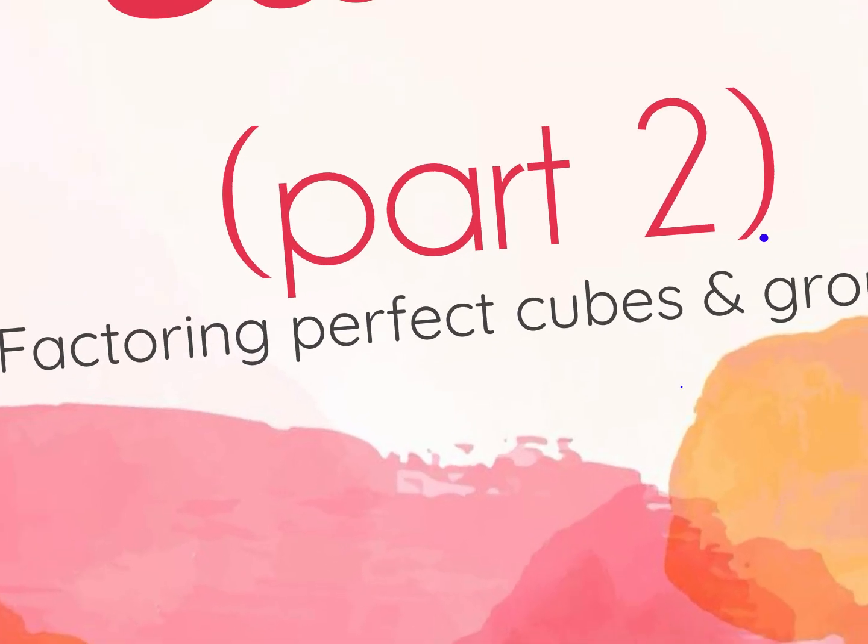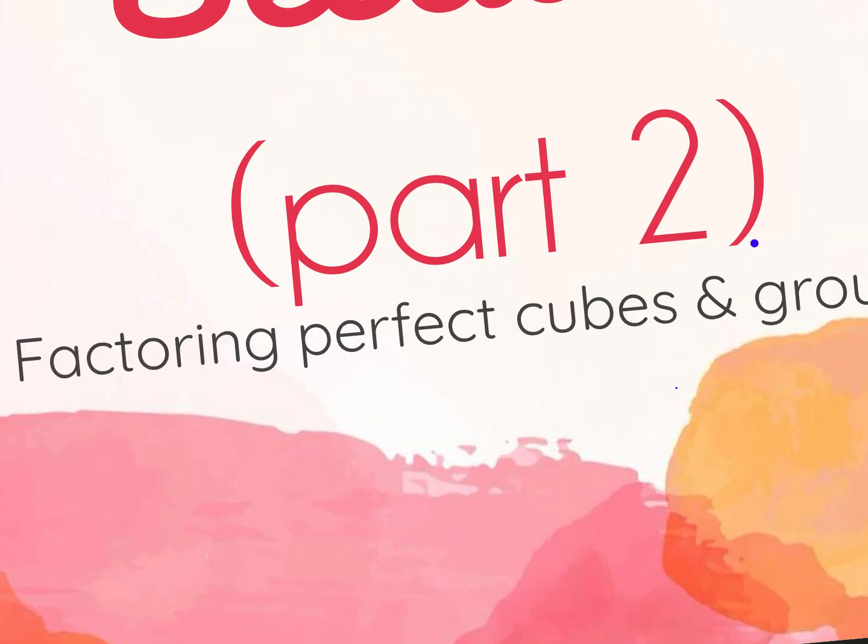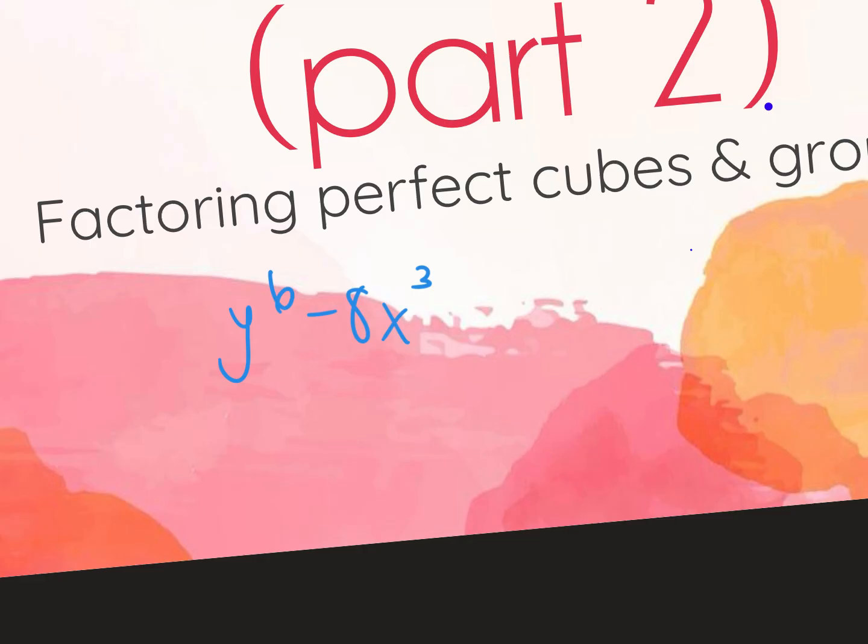I think it was this one. Something like y to the 6th minus 8x cubed. And you were like, okay, that's done. Guys, what times what gives you y to the 6th? Y squared. What times what gives you 8x cubed? 2x, and then there's your cubes. You just write the pattern out. Lots of you missed that one.